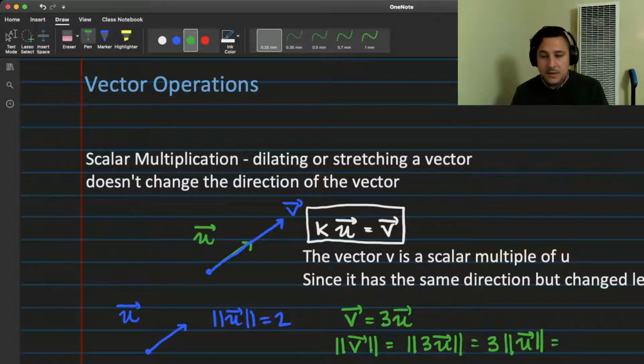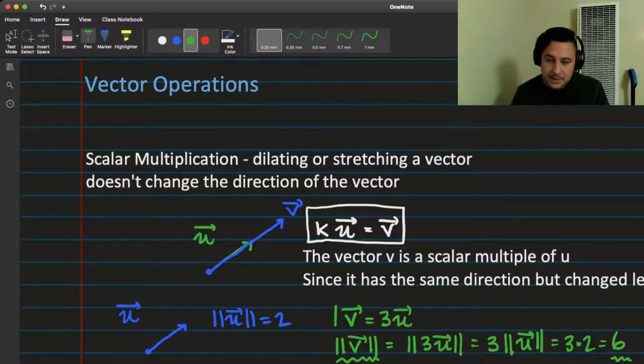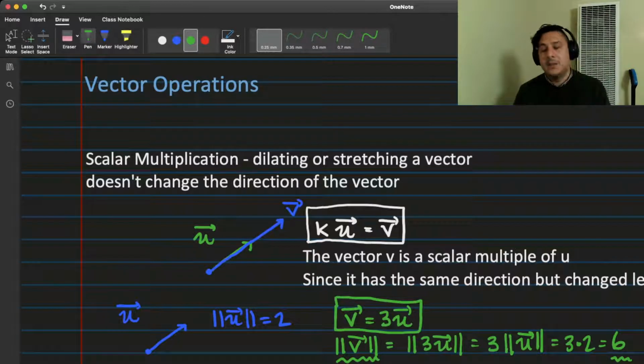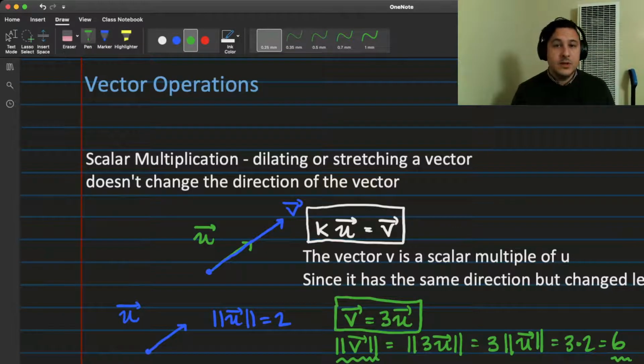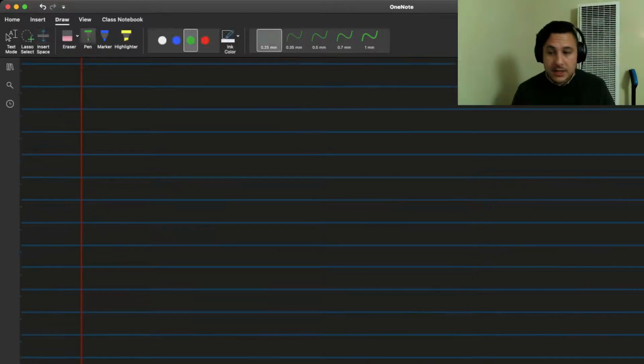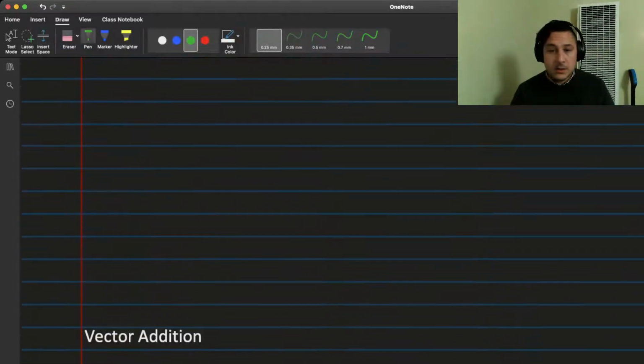So what was the magnitude of u? It was 2. So you get 3 times 2, which is 6. So the magnitude of v is 6. Why? Because v is simply a scalar multiple of u. It is 3 times u, so it is simply 3 times longer than u. It must have a length of 6. So you can dilate or stretch vectors by doing that.